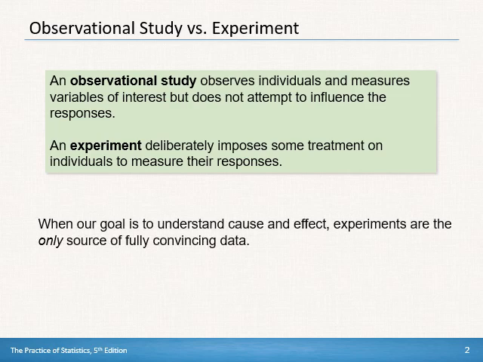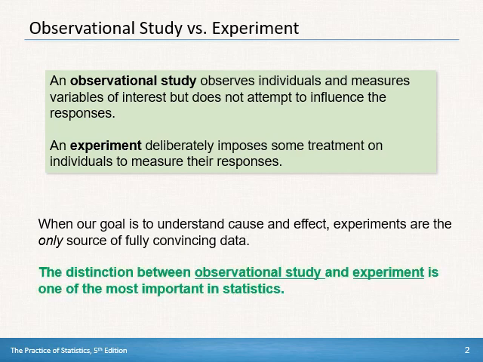Okay, so our goal here is to understand the cause and effect, right? So experimentation is really necessary in order to show cause and effect. And so this distinction between observational studies, in which you just observe and ask questions perhaps, but don't impose treatment, and experimentation, where you do impose some sort of treatment on groups, this difference is crucial in the study of statistics.